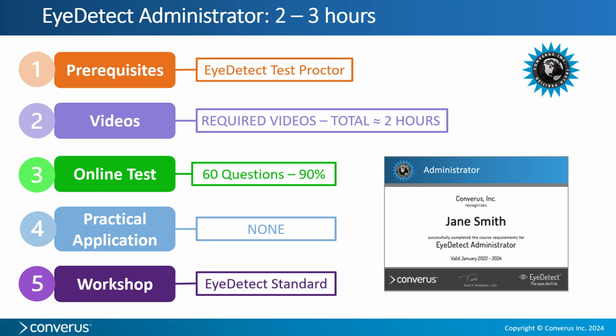Second is our EyeDetect Administrator course. It has the regular Test Proctor course as a prerequisite. The listed videos take about 2 hours to finish watching. The online test has 60 questions and requires 90% to pass. There are no practical application exercises. If desired, the EyeDetect Standard Workshop is available. Overall, we estimate it to take between 2 and 3 hours to complete this course.